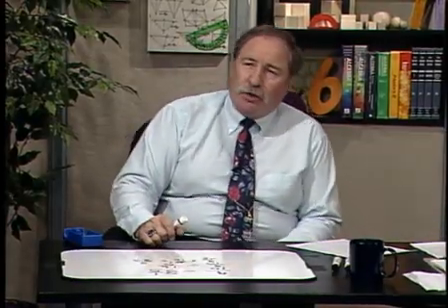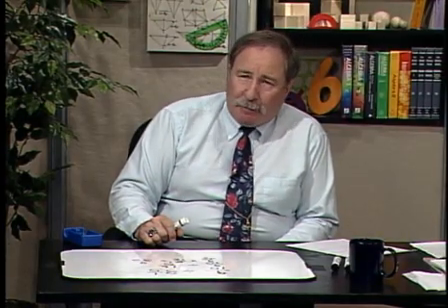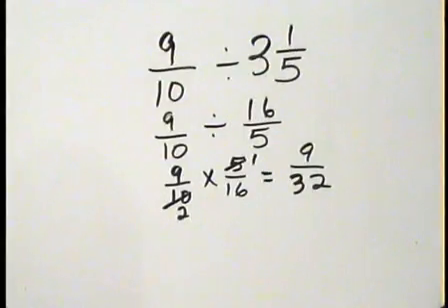Let's go back to our original problem. In reality, we have seen this type of problem before. We just hadn't seen one with a proper fraction as the first number. Because we said when you're dividing a smaller number by a greater number, the answer must be a proper fraction. Certainly 3 1/5 is greater than 9/10, and therefore our answer is a proper fraction, and in fact is less than 9/10. And certainly 9/32 is a lot less than 9/10. Okay.